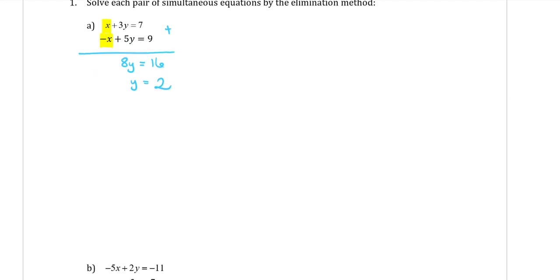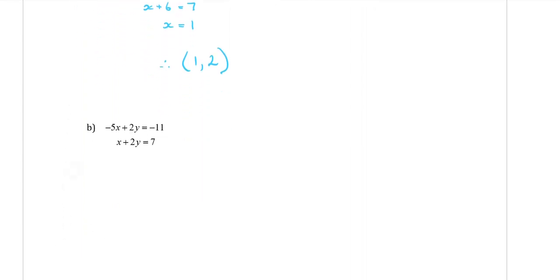Then I sub back into one of the original equations. So I'm going to sub into the first equation, so this one here, equation 1, which would give x plus 3 times 2 equals 7. 3 times 2 is 6. Subtract the 6 over to the other side and we get x is equal to 1. That means our solution is 1, 2. All right, we've done it once. Let's do it a few more times.